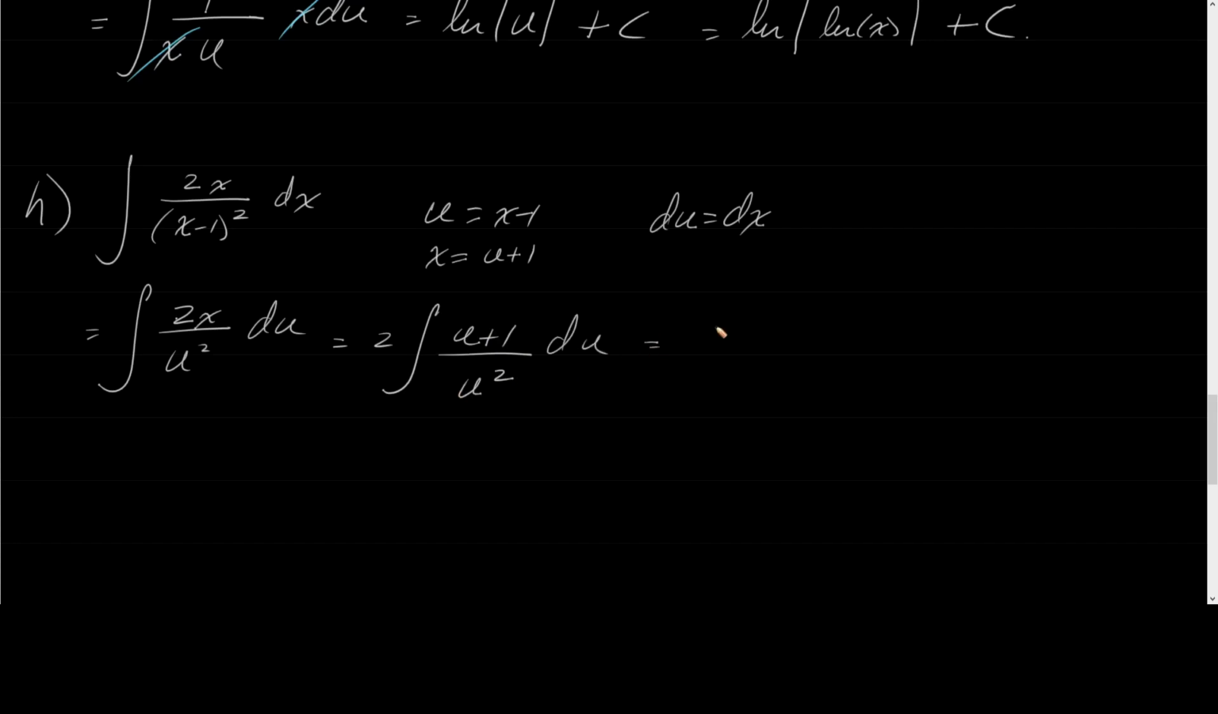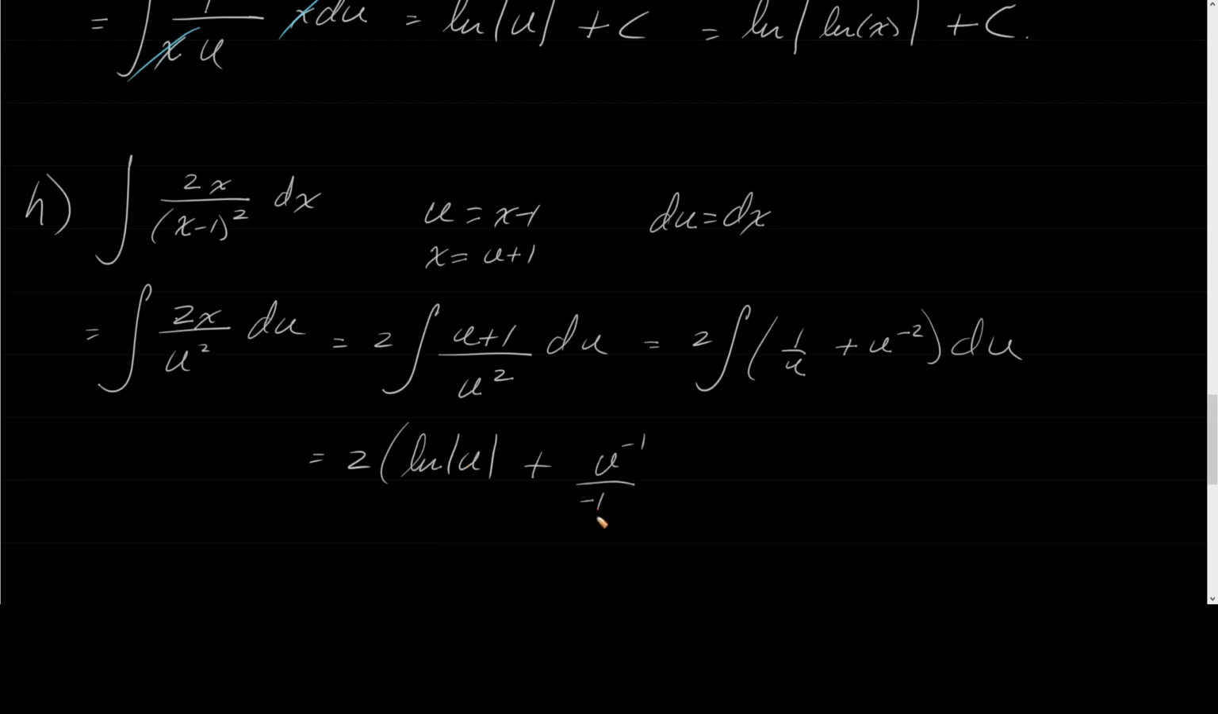At that point, I'm going to rewrite this as 2 times the integral of u over u squared, which is 1 over u, and 1 over u squared is the same thing as saying u to the negative 2, du. So what do we get? Well, the integral of 1 over u is ln of the absolute value of u, plus the integral of u to the negative 2, which is u to the negative 1 over negative 1, right?